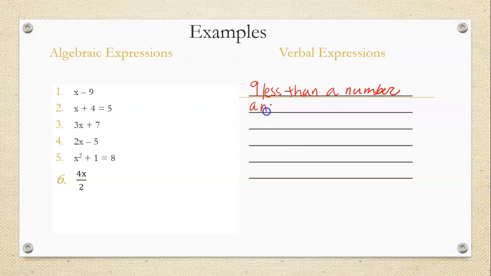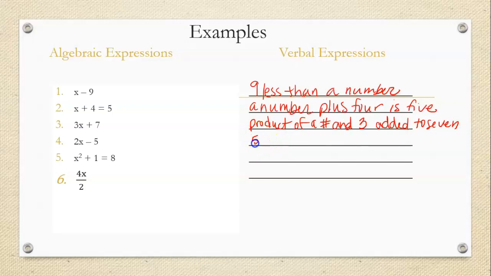Here we could say a number plus 4 is 5. Or you could say the sum of a number and 4 is 5. Let's see. The product, so we're doing multiplication there, 3 times x. Product of a number and 3. I'm going to just say added to 7. That's one way you could say it.